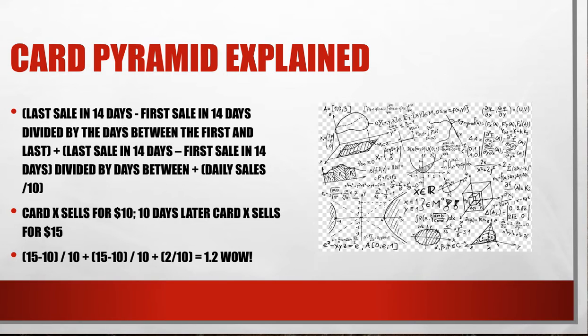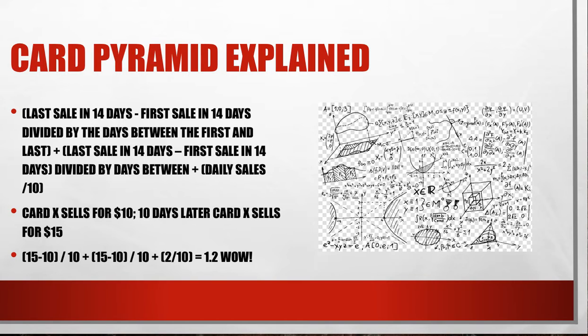Now let me explain Card Pyramid for you, because you're probably going, how does this work? How can this be so special? Well, what Card Pyramid does is we take the sale from the last 14 days, we minus that from the sale in the first part of the 14 days, and we divide that by the difference in days between the first and the last, because we think that's how you find the average, right? Makes sense. And then we do that again, but we add it to it again.